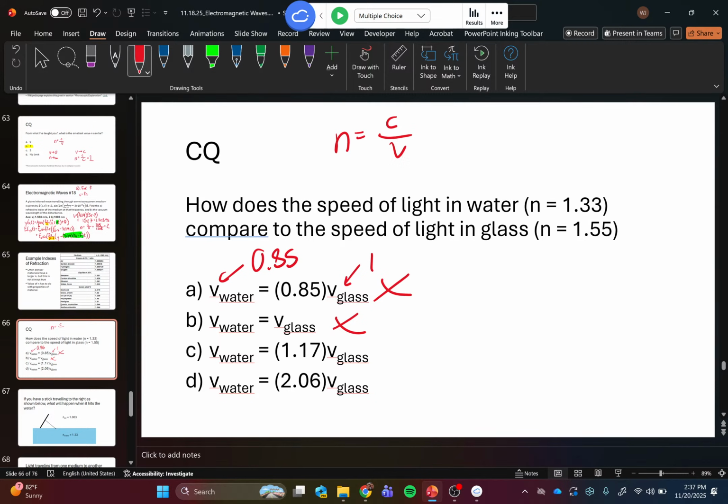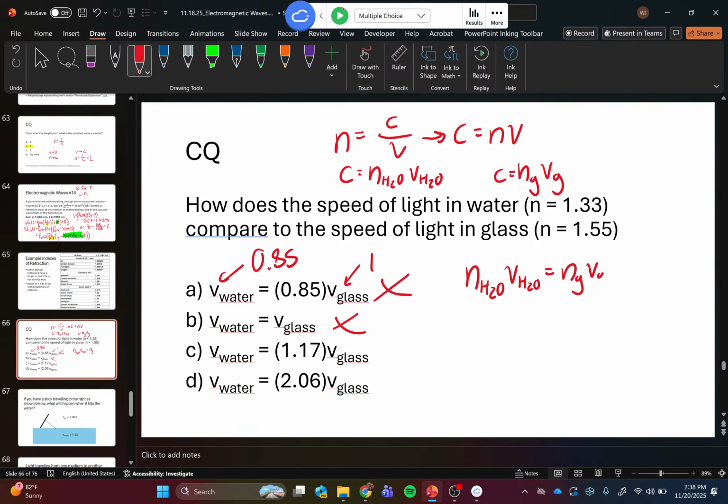And the trick we're going to do here is, n equals c over v. Rearrange this: c equals n times v. Why am I doing this? They both equal c. c equals n H2O times v H2O. c equals n glass times v glass. If A equals B and B equals C, they equal each other, so I can set them equal to each other. That's generally the trick to some of these problems when you're comparing things. You want to be able to set them equal to each other.